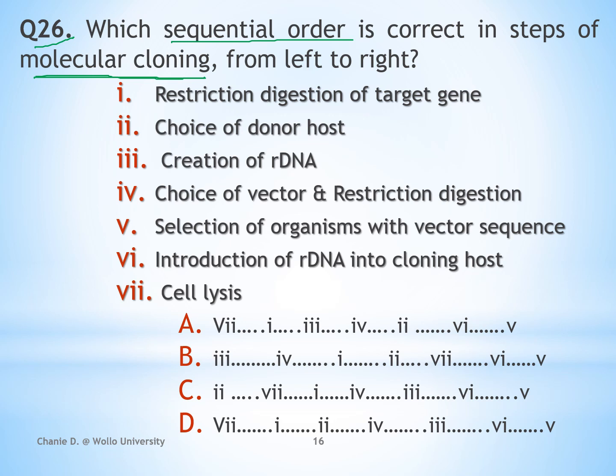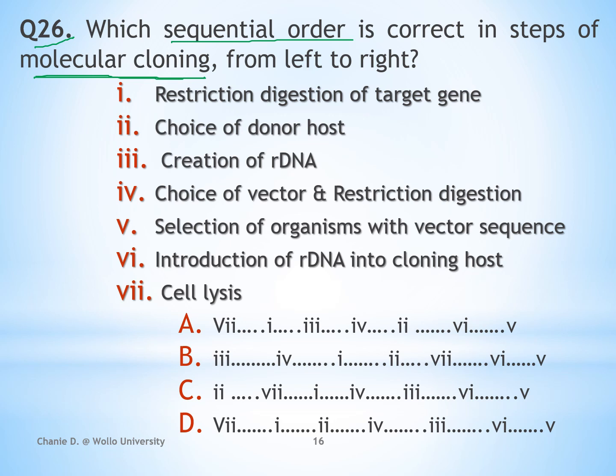After having a vector, we have to design and construct with the gene of interest, that is recombinant DNA formation, recombinant DNA. This recombinant DNA is transformed into the cloning host. We have to transfer recombinant DNA to the cloning host. Select the transformed cell using a marker, and so on. So in molecular cloning, we have those sequential steps.